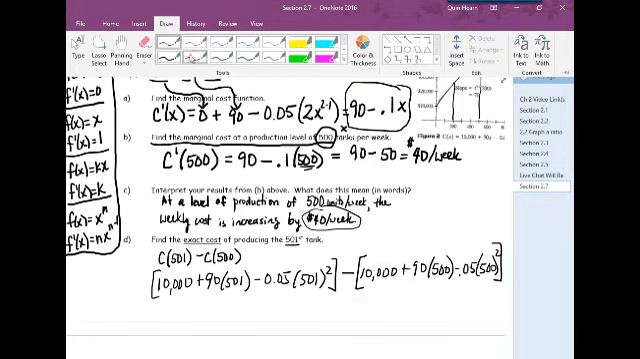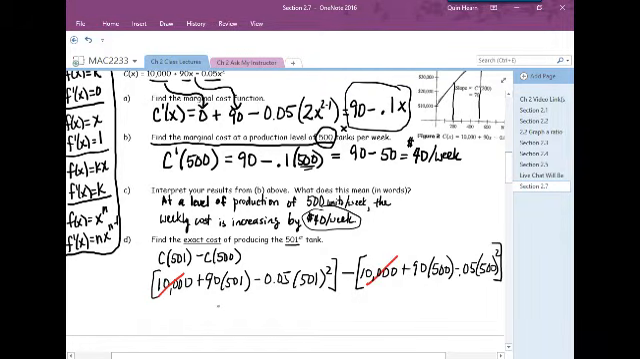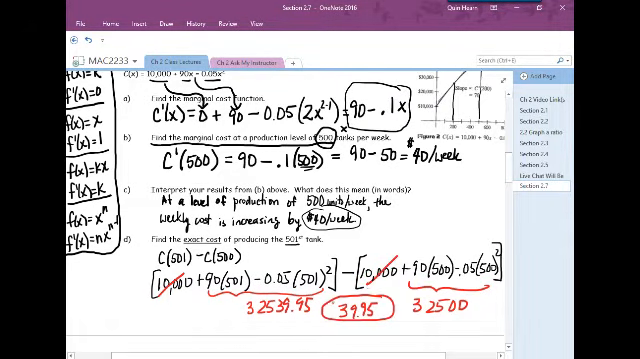Okay, so what I got is, crossing off the 10,000s, I got this guy is 32,539.95, and I got this guy is 32,500. So if you subtract them, you get 39.95. That's the cost of the 501st unit. Now, remember that we said that it was changing by $40 a week, so that 501st unit should have been about $40. Why not exactly 40?